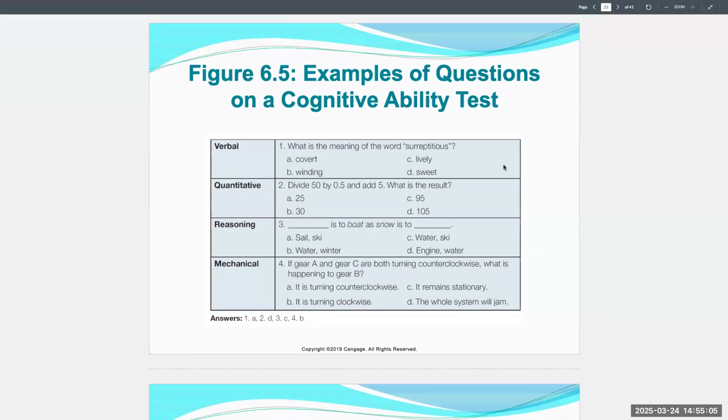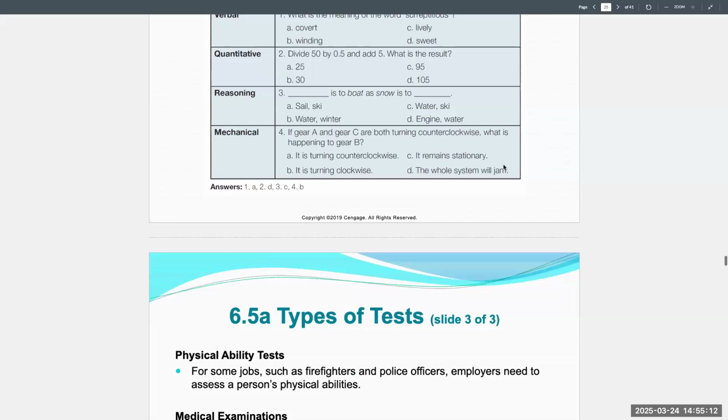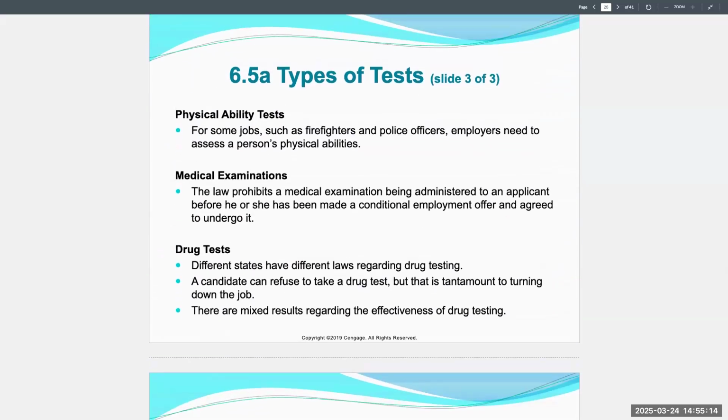These are some examples that you could look at of cognitive ability tests. Physical ability test, that's just the one we just talked about. You're looking at lifting, endurance, speed, agility, and coordination.